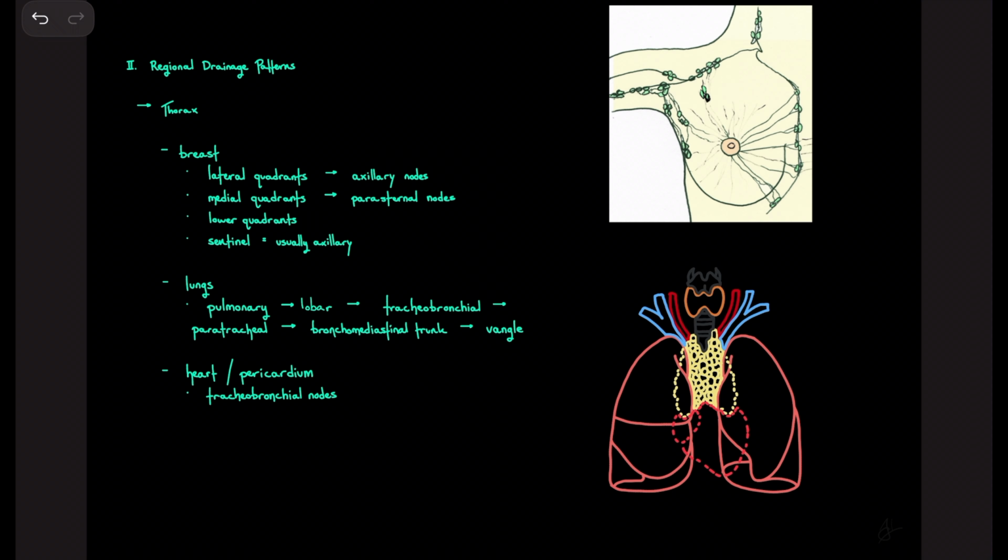And to a lesser degree, we have the heart and the pericardium, also covered by these tracheobronchial nodes here, because they're right near the heart, right here.